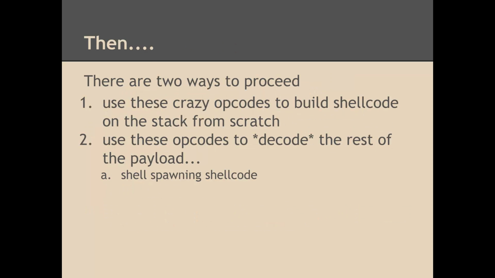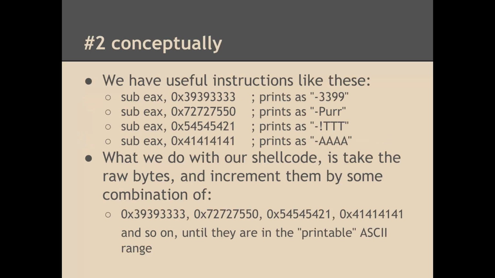So you could use all the crazy opcodes here to just build the shellcode from scratch on the stack, but the logic to do that would be just insane. Or you could do, like I already said, use it to decode the rest of the payload. So you would have the useful instructions, the sub EAX, and then whatever 4 byte combinations you'd like, doing subtraction that could perhaps be doing the decoding of the rest of it.